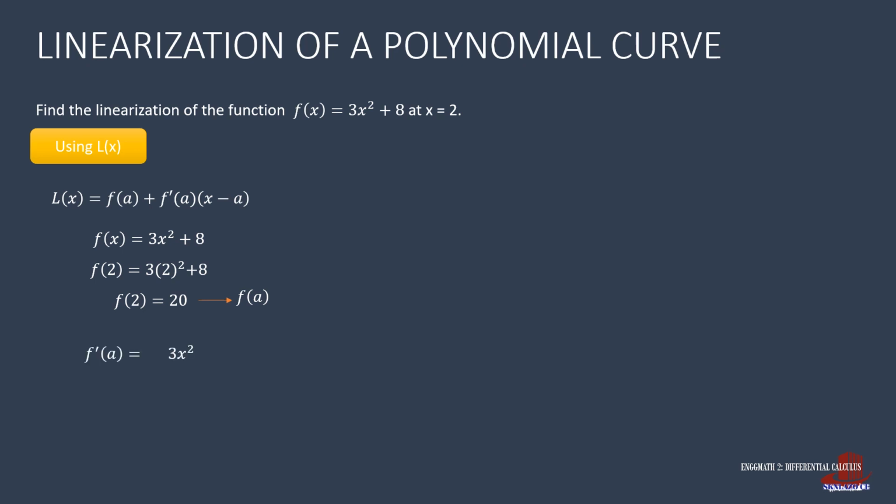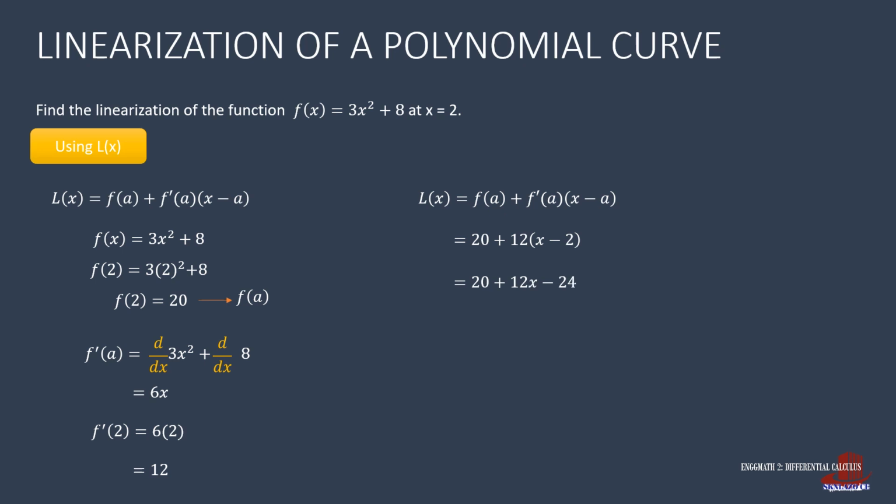The next term we need to look for is f prime of a, which is taken as the derivative of f of x and simplified as 6x. At point x equal to 2, we get 6 times 2 or 12. By placing those two terms into the general formula, we get 20 plus 12 with x minus 2. Distribute 12 to the binomial terms, we have 20 plus 12x minus 24, which can be reduced to L of x as 12x minus 4.